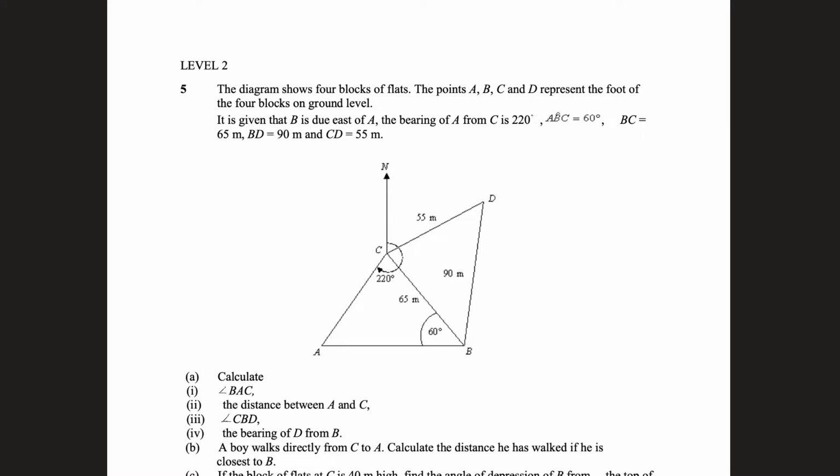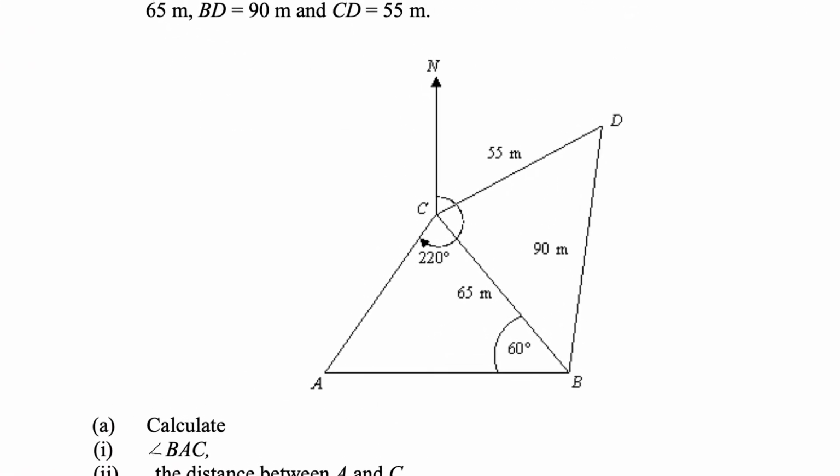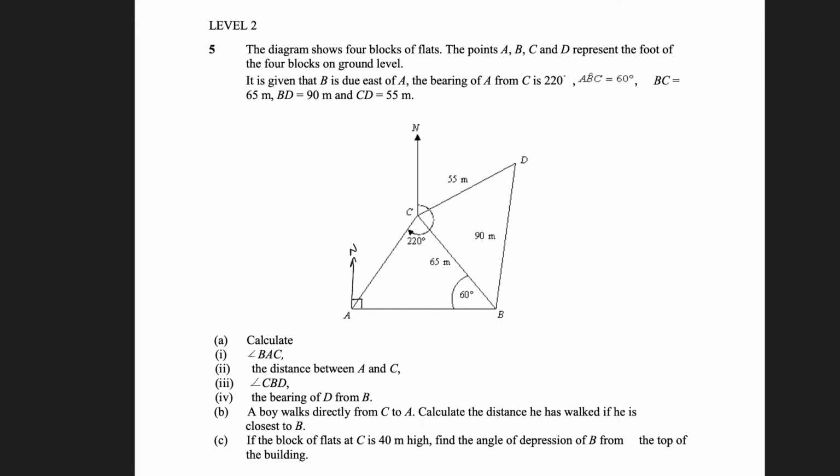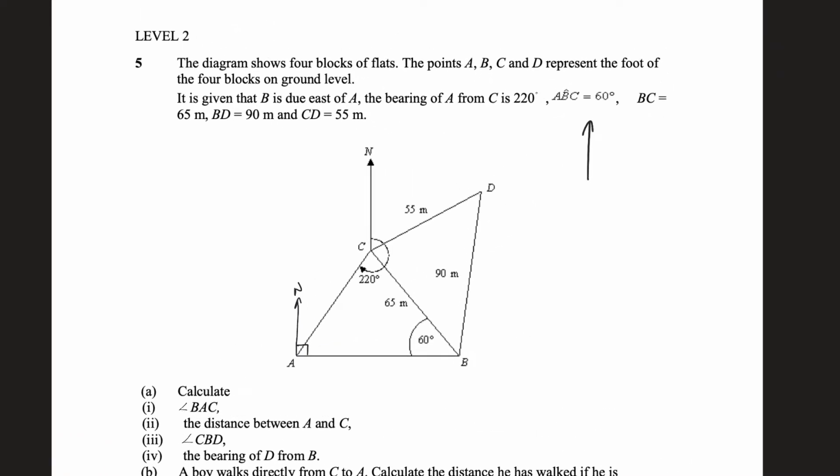It is given that B is due east of A, so that tells me that this is a perfect east, right? So that actually tells me that if I have a north right here, this would be a perfect 90 degrees. That's what it tells me. It's due east. So once again, it's north, south, east, and west.